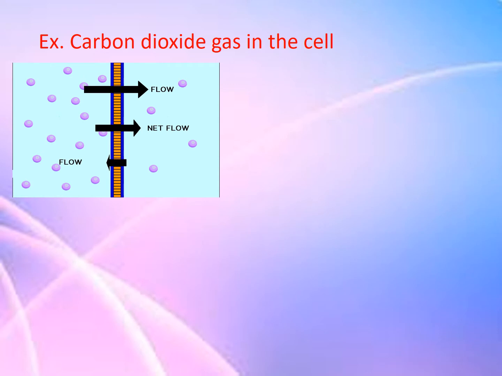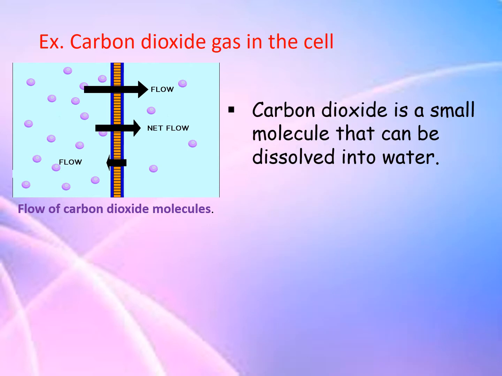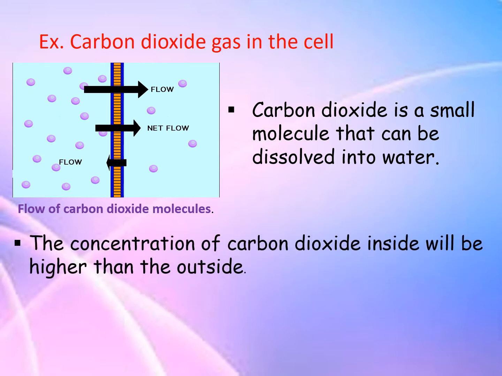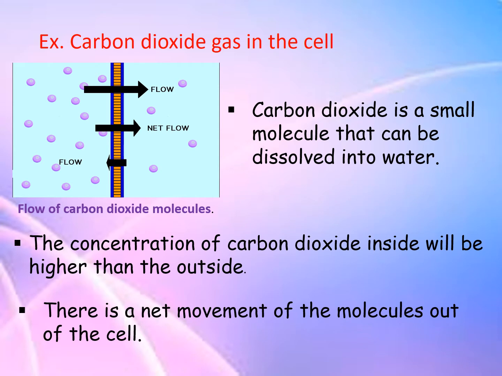The cell membrane is permeable to carbon dioxide, so the molecules can move in either direction through it. Carbon dioxide is a small molecule that can dissolve in water. The concentration of carbon dioxide inside will be higher than outside. Since there is a higher concentration of carbon dioxide molecules inside the cell than outside, over time, more molecules will move from inside to outside than move in the other direction. There is a net movement of the molecules out of the cell.